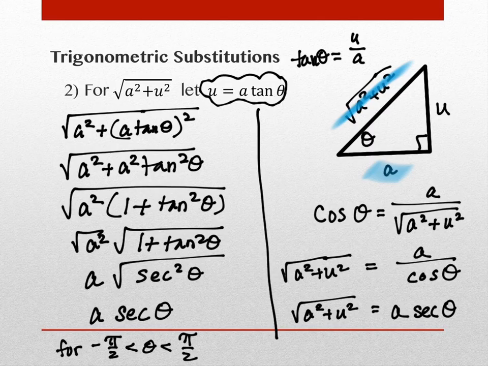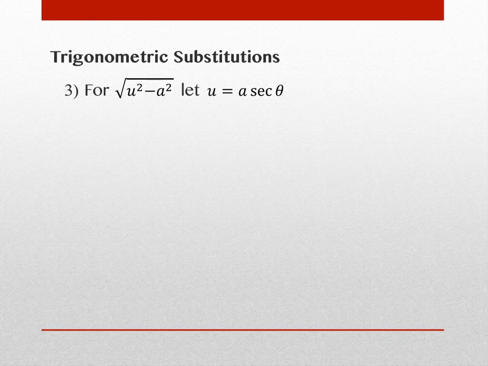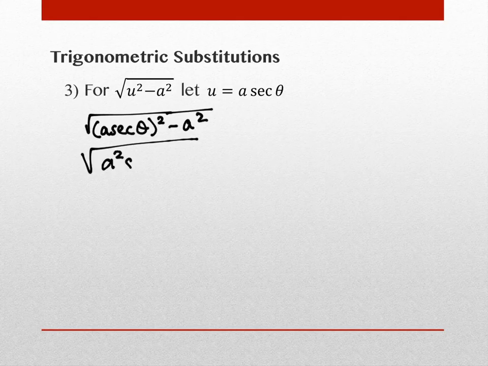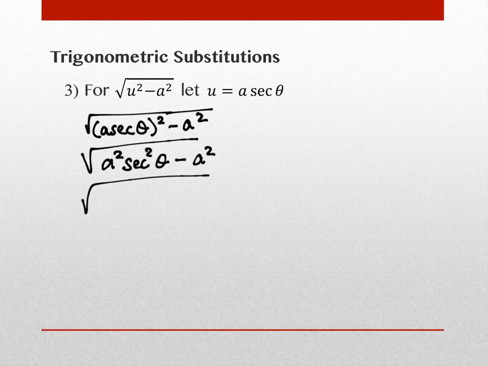Our third one that we're going to take a look at is the subtraction, but in the opposite order. Now I have the square root of u squared minus a squared. My substitution should be a secant theta, so we're going to do it analytically. My u is going to be replaced with a secant theta, squared, minus a squared. This is a squared secant squared of theta minus a squared. We factor out an a squared, secant squared of theta minus 1.